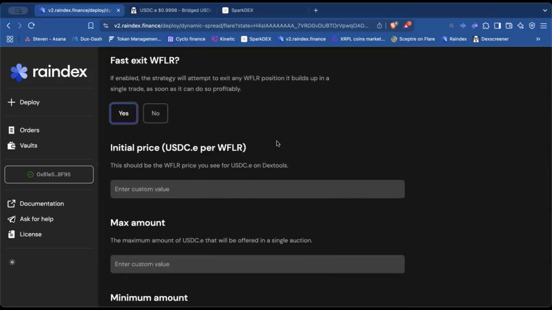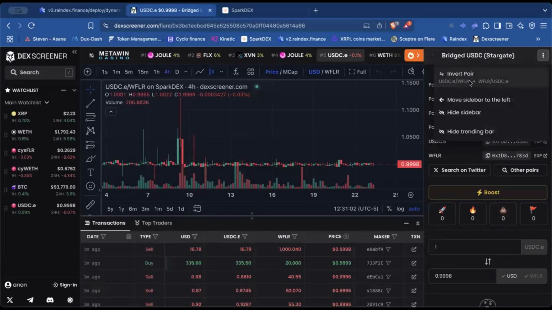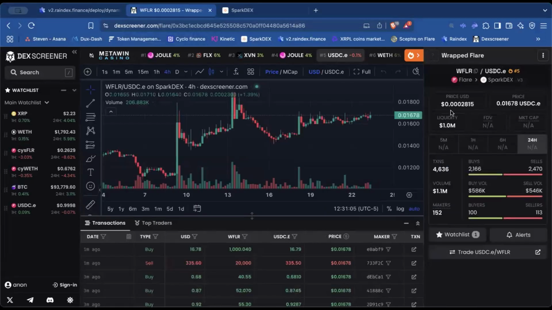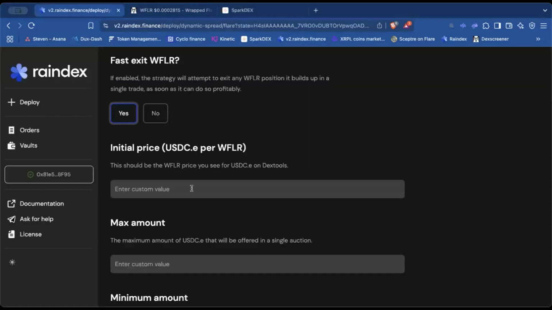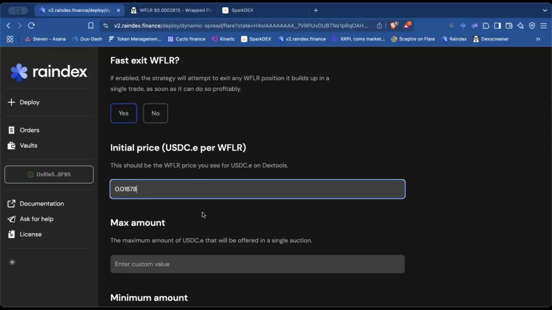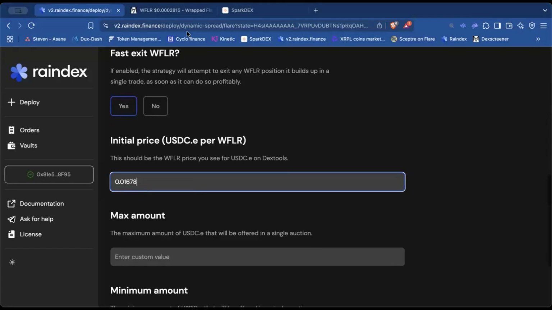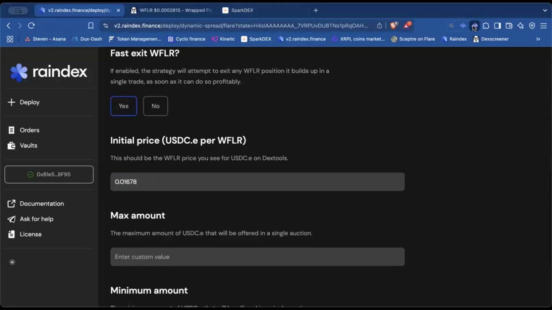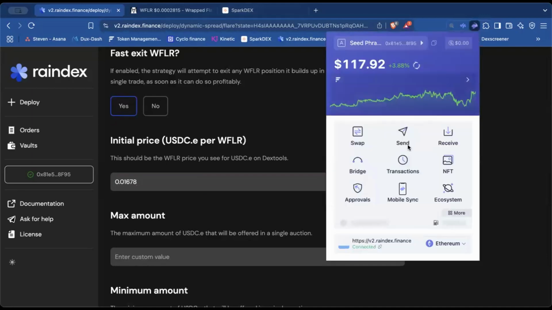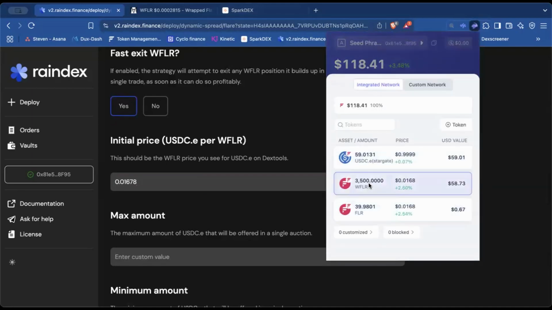All right. So the initial USDC per Rat Flare. So then you need to invert the chart and scroll up. So that means that you are getting, no, you have to copy the one on the right, 0.01678. And then paste it. Cool. So how many Rat Flare do you have? Let's see. I think we have 3,500. Yep, 3,500.